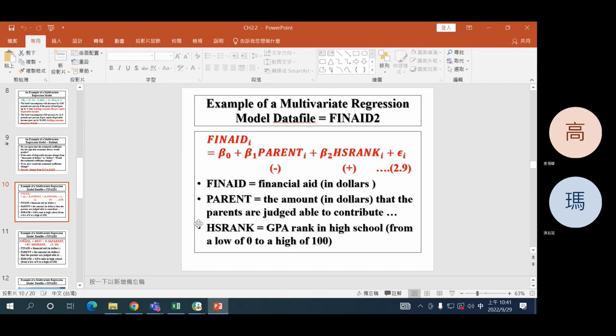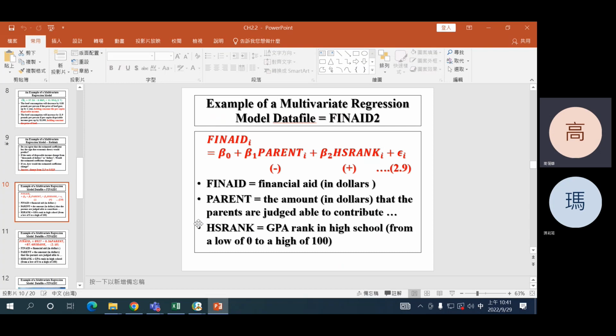One is here we say parents. And what's the definition of parents? The amount in dollars that parents are judged able to contribute to the students. Okay, it means that your parents are able to pay the tuition for you.